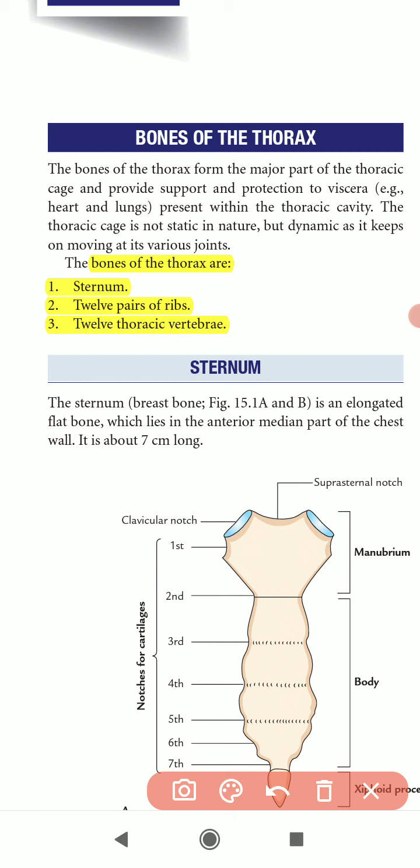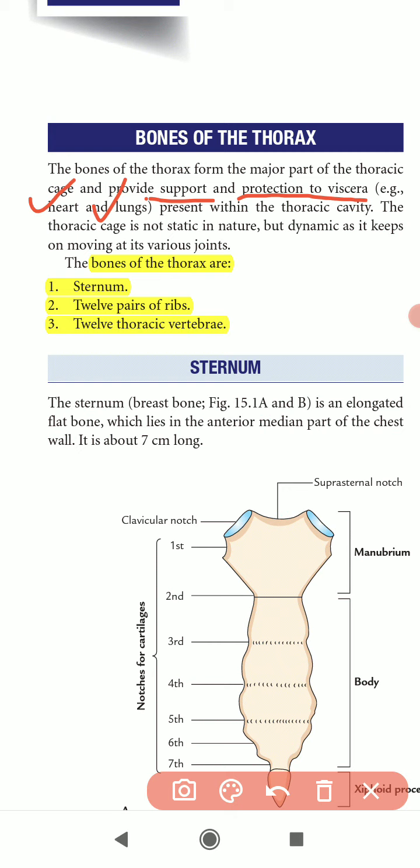The bones of the thorax form the thoracic cage, and the function of the thoracic cage is to support and protect the viscera that lie within the thorax. Two important viscera within the thorax region are the heart and lungs. So all the bones of the thorax support and protect the heart and lungs, which are present within the thoracic cavity.